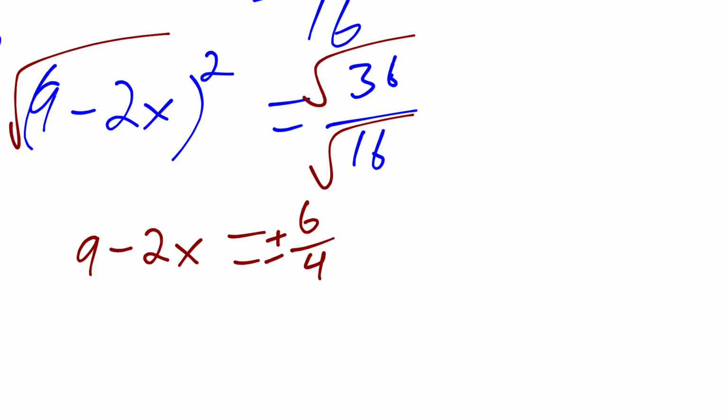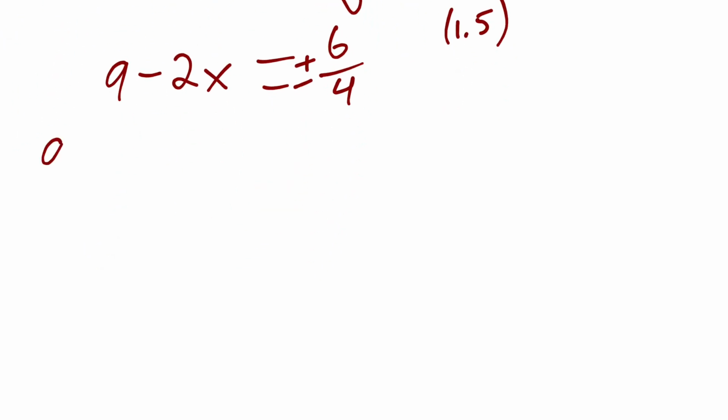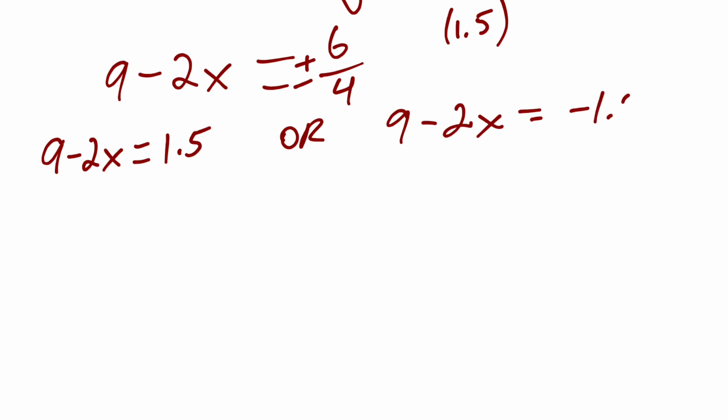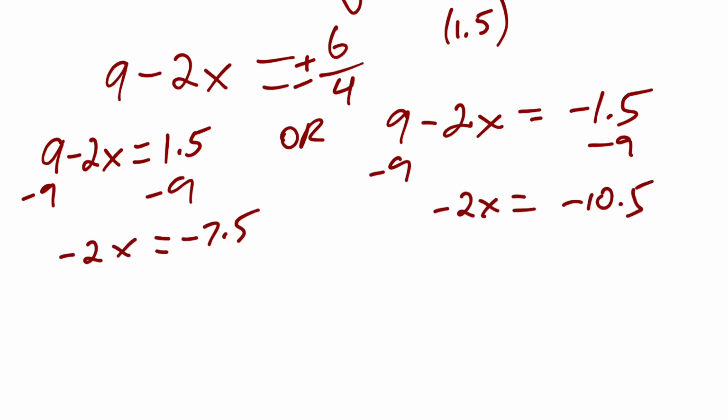Now, 6 over 4 is an actual number. That's the same thing as like 1.5. That's not an irrational number. So we could actually keep solving this and write that 9 minus 2x is equal to 1.5, or 9 minus 2x is equal to negative 1.5. If we subtract 9 from both sides for both equations, we have negative 2x is equal to negative 7.5 on the left and negative 10.5 on the right.